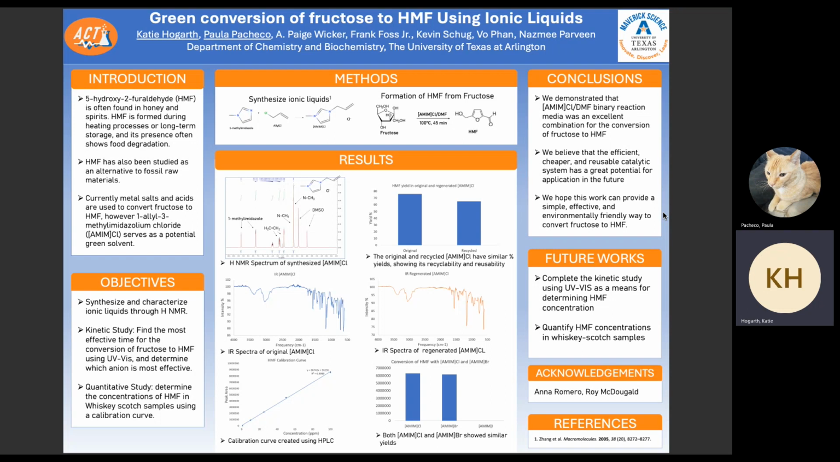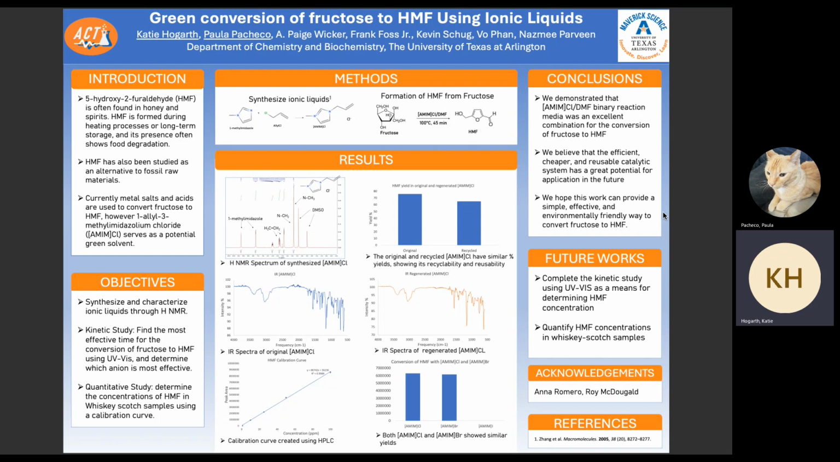As for our methods, we have the methods listed here for the different synthesis we did. The one on the left is the synthesis for ionic liquids. We used 1-methylimidazole and we mixed it with allyl chloride. We synthesized AMIMCl, AMIMBr, and AMIMI, but this method remains the same for the three of them. We just use different allyl halides to make them.